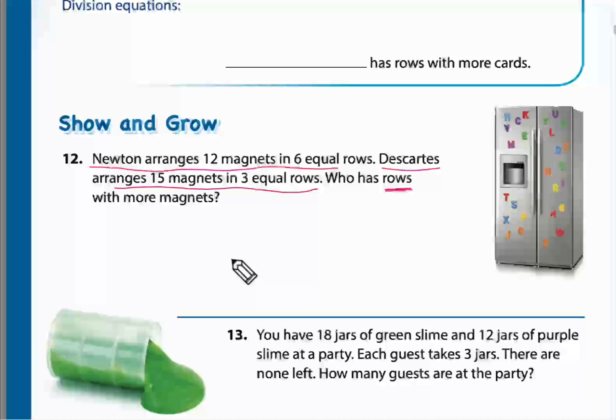So we need to draw the arrays, or we can use division. Okay, did you solve the question? Okay, go ahead. Tell me your answer. 12 divided by 6 equals 2. Okay, so this is for Newton. Let's go for Descartes.